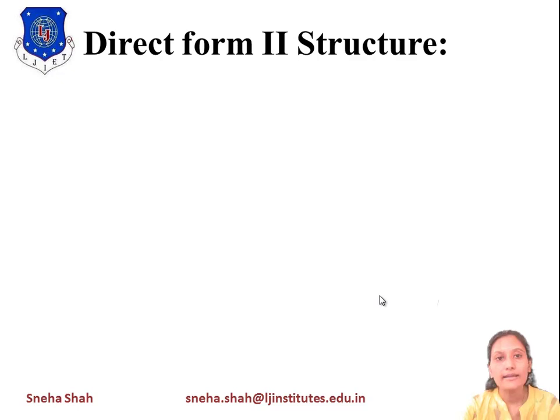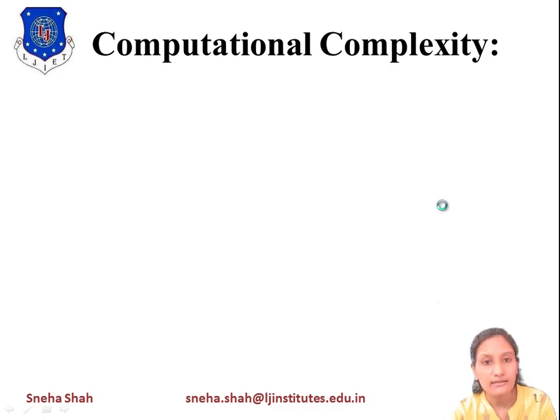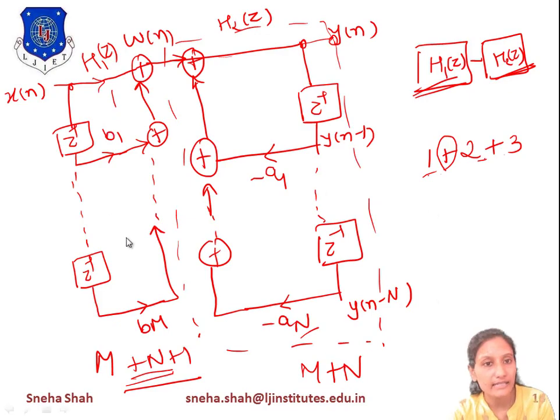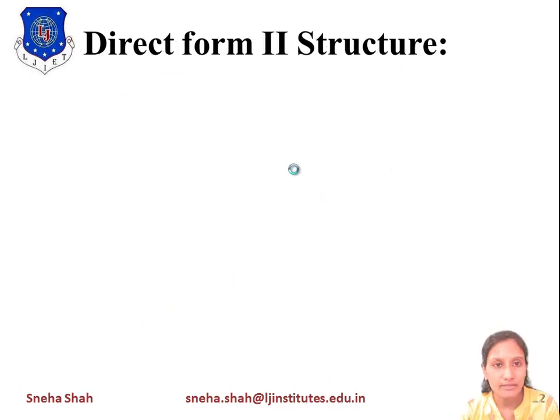Now the direct form 2 structure. Why are we designing the direct form 2 structure? Over here the number of memory locations is too many, M plus N plus 1. Now to reduce the number of memory locations, in this direct form 1 structure we have taken h1 as the numerator part and h2 as the denominator part. If we reverse these two orders, then we can merge these two memory locations, right? So by merging these two memory locations, the number of memory locations can be reduced. So this structure can be redrawn in the direct form 2 structure like this.